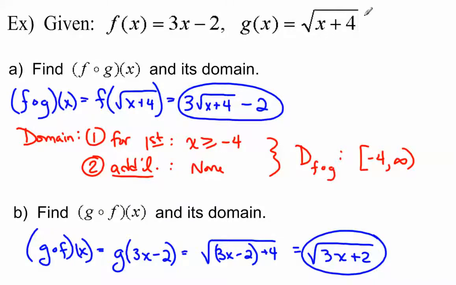All right, so step 1 is figure out what restrictions we have to have for just the g function. Well, I've got the square root of x plus 4, and we know that what's underneath here has to be greater than or equal to 0. In other words, x is going to have to be greater than or equal to negative 4.